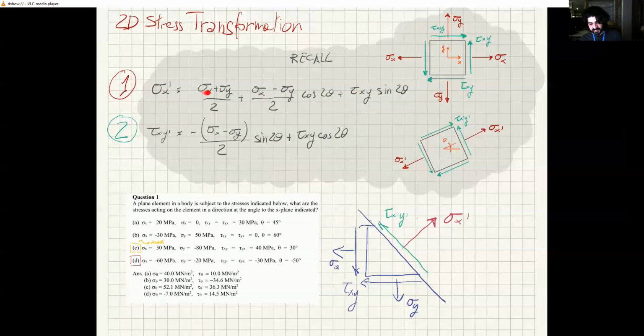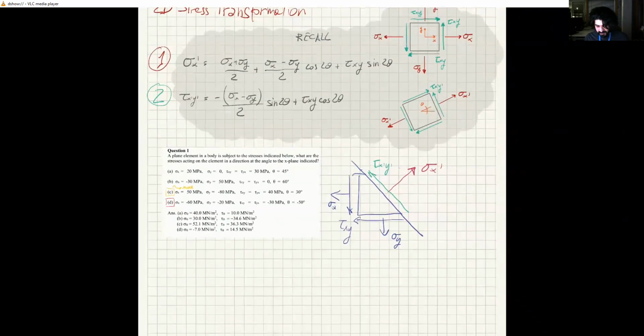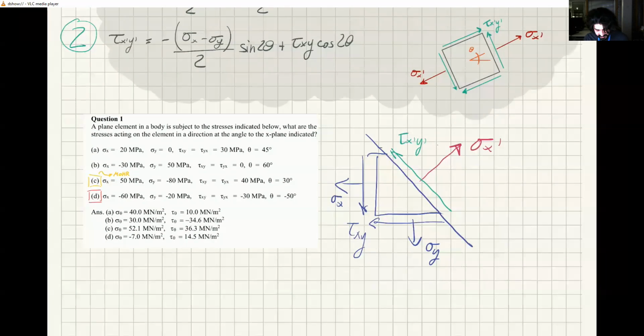Now, this one you find using this equation. As an input, you need the original sigma x, the original sigma y, and the original tau xy. And you also need the angle. This is the angle of rotation, the angle of this line, the slope, to find the new stress. This is very easy. Solving this is extremely easy, you just have to use the equation. So let's use the equation.